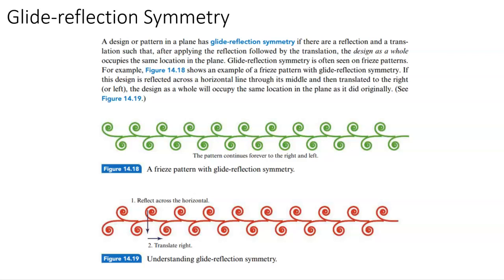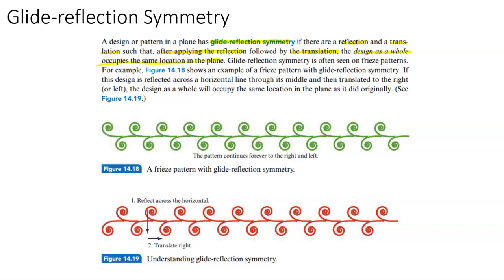Right, so the last type of symmetry we're going to be talking about is glide reflection symmetry. Glide reflection symmetry is when there is a reflection and a translation, such that after the reflection, there's a translation, and the design as a whole occupies the same location.